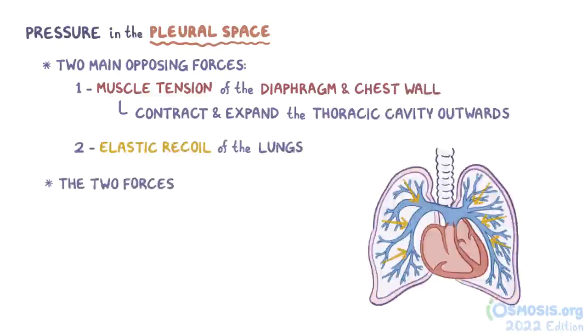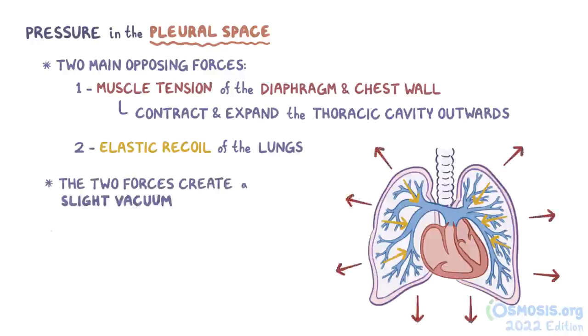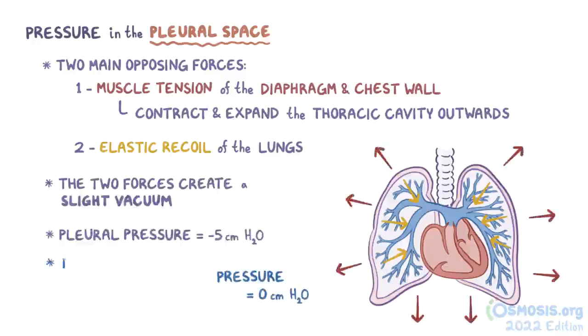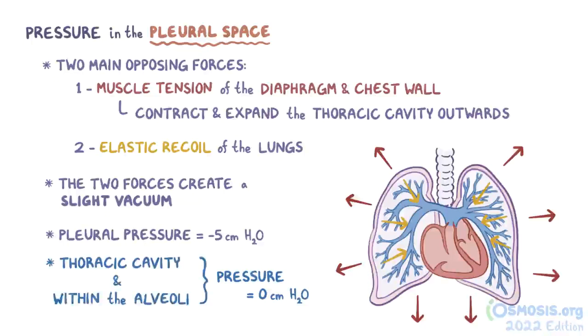The two forces pull on each other, creating a slight vacuum in the pleural space, which results in a pressure of -5 centimeters of water, relative to the pressure of 0 centimeters of water in both the thoracic cavity and within the alveoli of the lungs. Based on this, one way to control pulmonary vasculature resistance is through changes in lung volume.